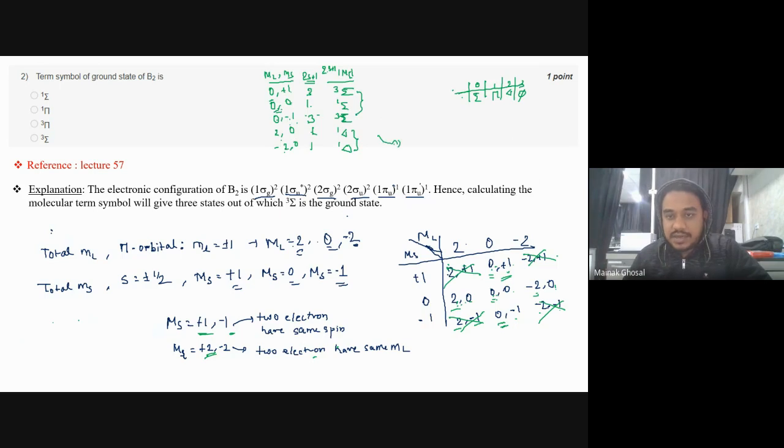So 3 states are possible actually. Among these, 1 sigma, 3 sigma, and 1 delta: these three are the possible states for the ground state of the B2 molecule. Now you have to find among these three states which one will be the ground state. Hund's rule states that maximum spin multiplicity will be the ground state. So this will be the ground state. So 3 sigma is the ground state of boron.